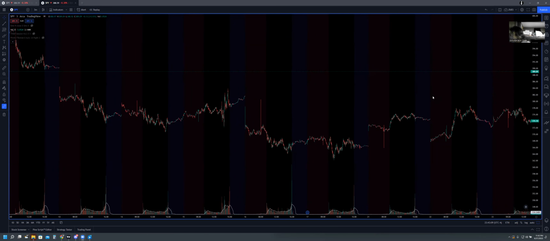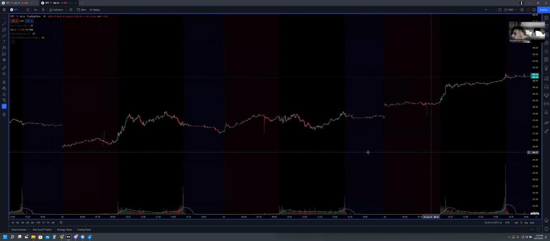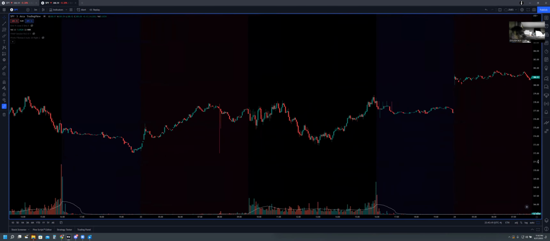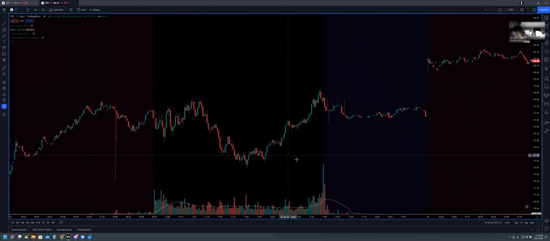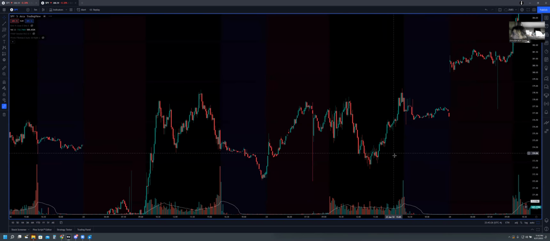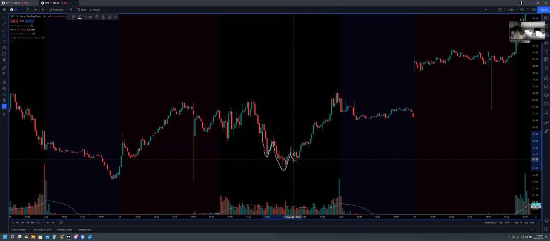Would that kind of be head and shoulders right there? Head and shoulders right where? Around here. In a way, I feel like it is a head and shoulder. Yeah, so on a 5-minute time frame, it's an inverse head and shoulder. If that's the one you were talking about.